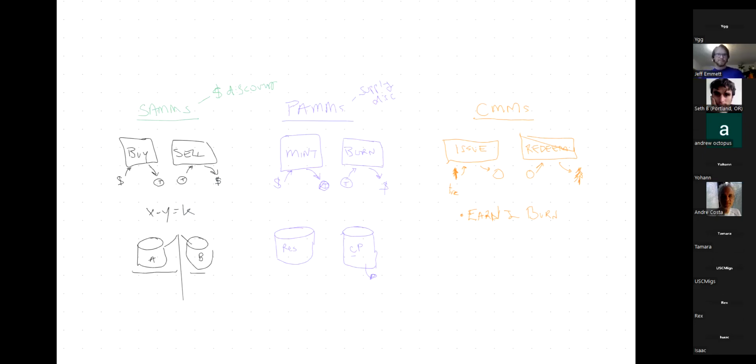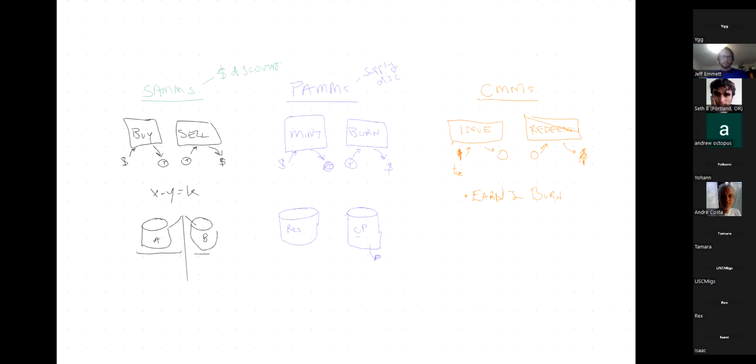So the relationship between SAMs and PAMs is pretty clear. The reserve asset for the PAMs is the swap token for the SAMs. I guess what I'm trying to understand better is the relationship between the CMMs and, well, either PAMs or SAMs. You're starting to go into that now, so maybe this question is premature. By redeeming one of the tokens on the CMMs, what you're actually doing is burning it on the PAMs. So you're changing the supply on the primary market maker by redeeming on the CMMs, right?